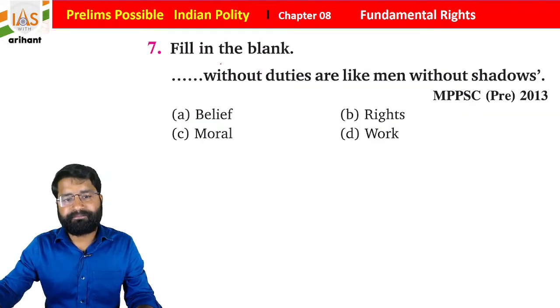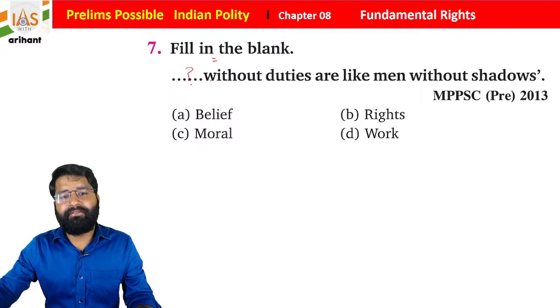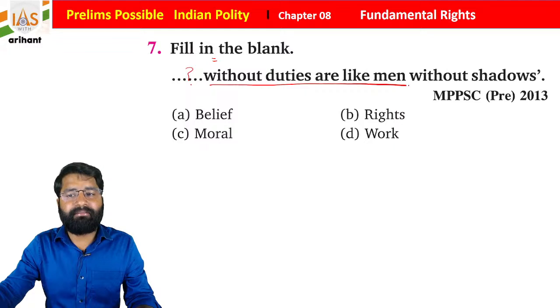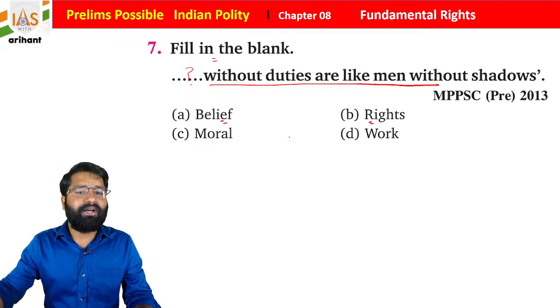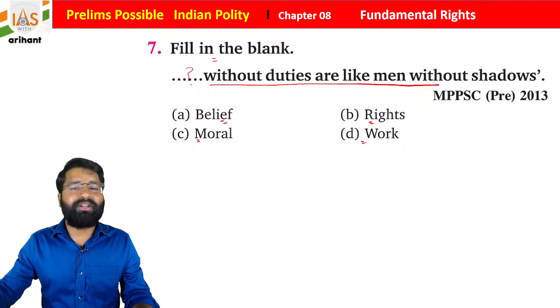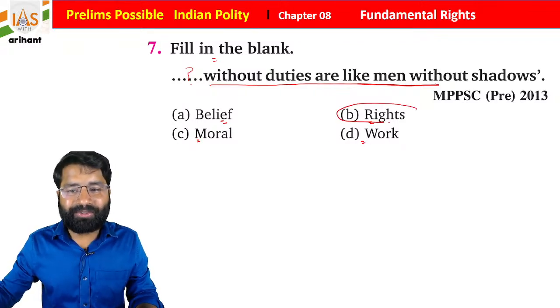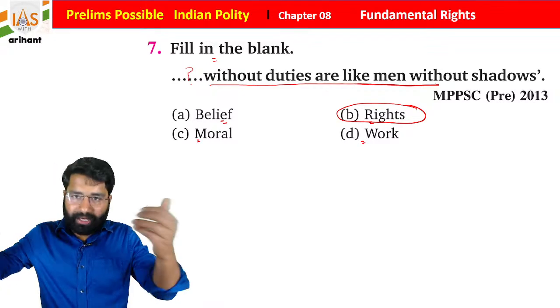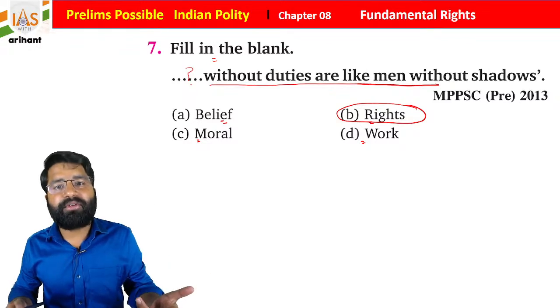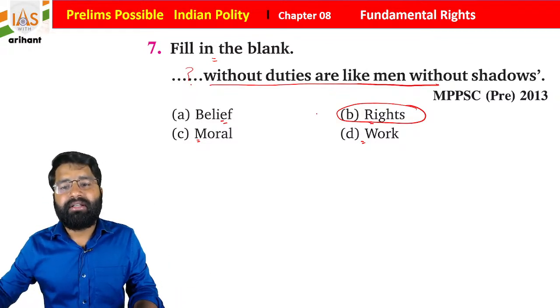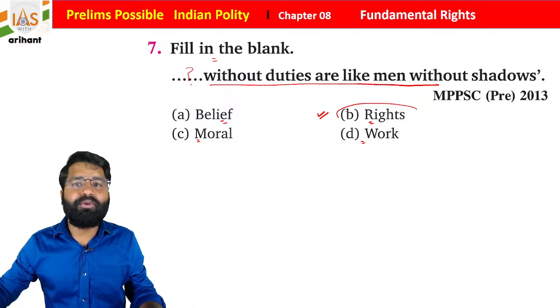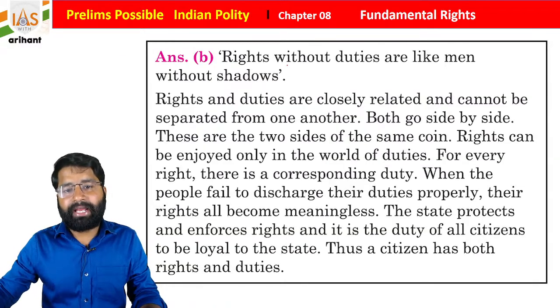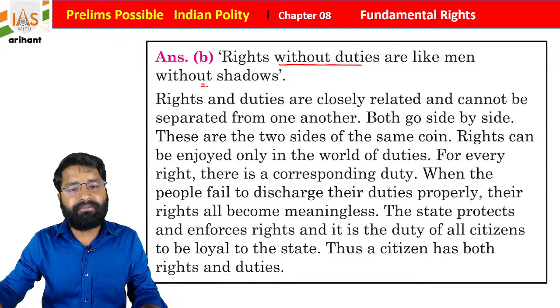Now just see the 7th question, fill in the blanks. Rights without duties are like men without shadow. So belief without duty, rights without duty, moral without duty, work without duties. If you have a fundamental right and you are not performing any duty for the nation, it means you are like a man without shadow.